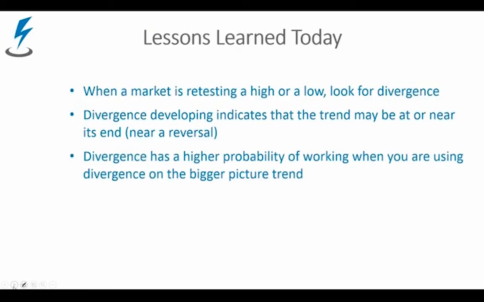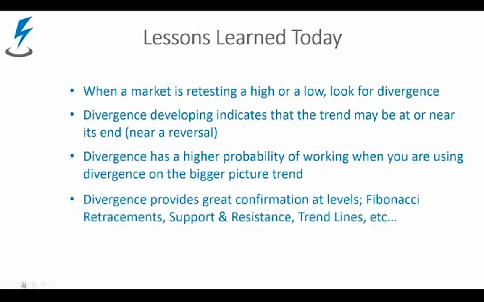Divergence has a higher probability of working when you're using divergence on the bigger picture trend. I think with any indicators you look at, the further you go out on the time frames, the better they're going to look. So if you're looking at a 1-minute chart versus a divergence on a 60-minute chart, the divergence on the 60-minute chart is probably going to hold more weight. And I'm going to show you a little tool that I use for execution by using the longer terms aligned with the shorter terms. Divergence provides great confirmation at levels: fibs, support, resistance, trend lines, etc.